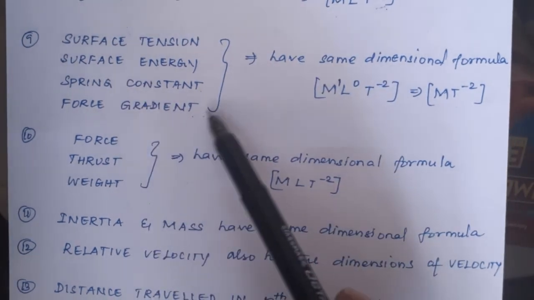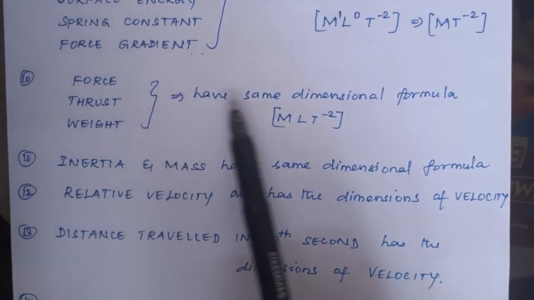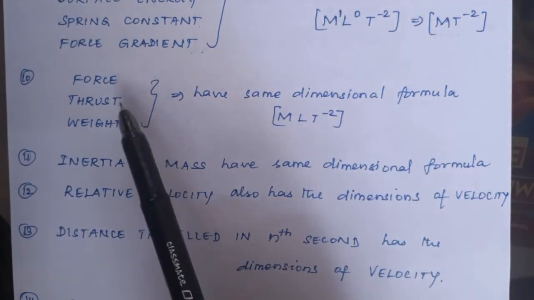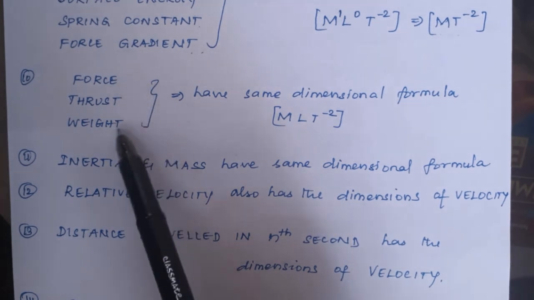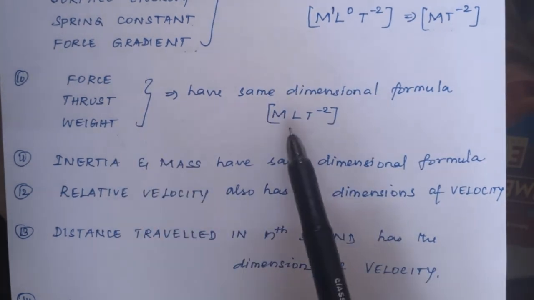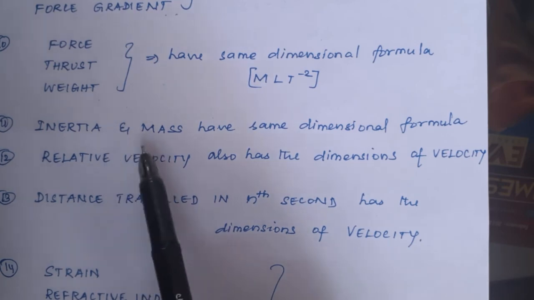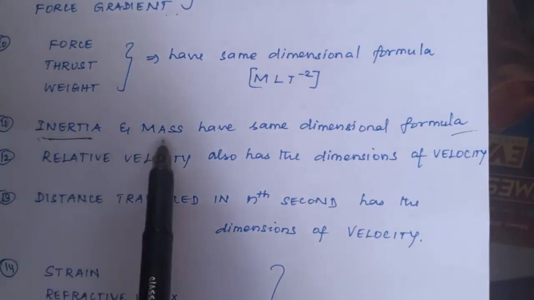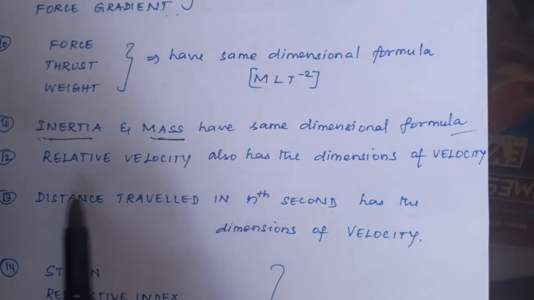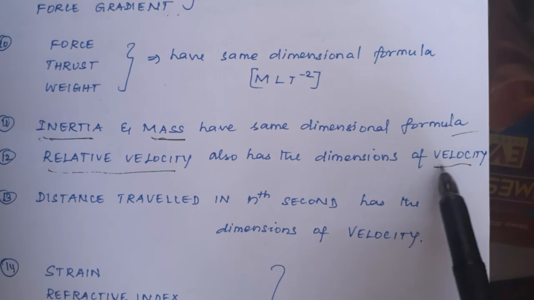so force gradient. And again force, thrust, weight have the same dimensional formula. Force, thrust, weight. Depending upon the situation, we call it force, thrust or weight. All these three have the same dimension of force, M L T power minus 2. And inertia and mass have the same dimensional formula. Inertia and mass.